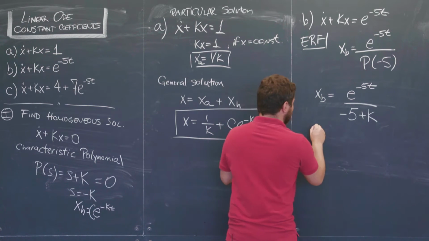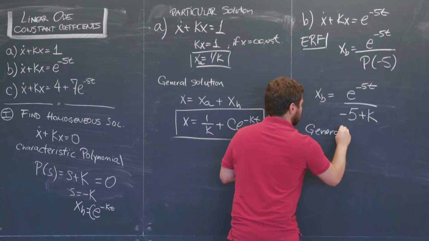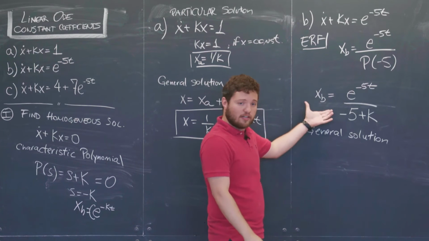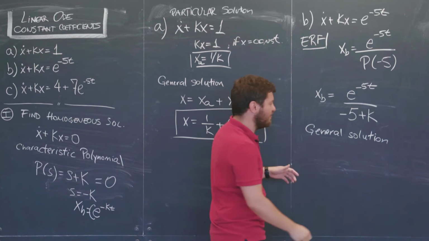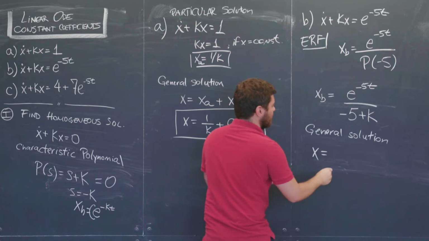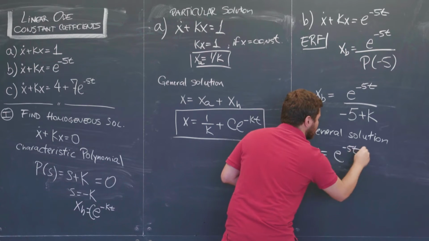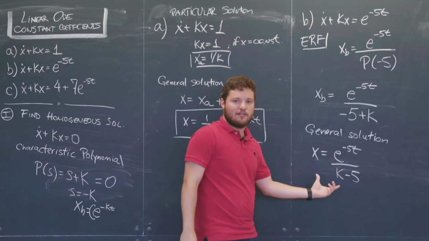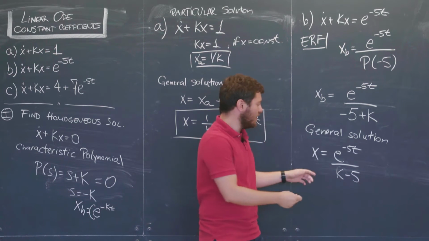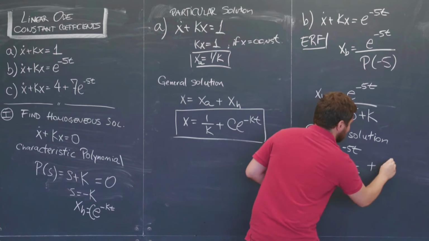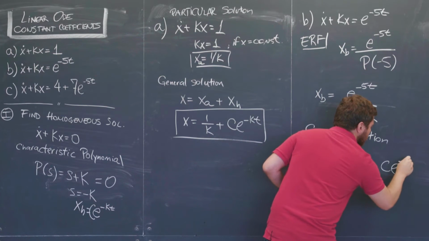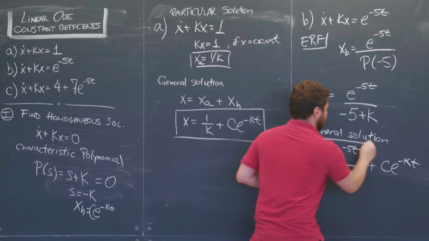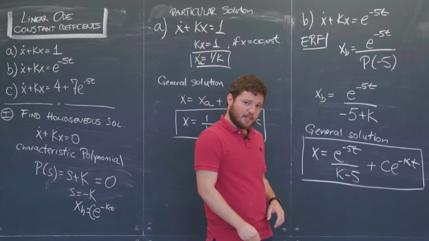We can again write the general solution to part B by adding the particular solution and the homogeneous solution that we found before. So for this part, we have x is equal to e to the minus 5t over... I'll just rewrite the denominator to look nicer. And we add the homogeneous solution. And this is the general solution for part B.